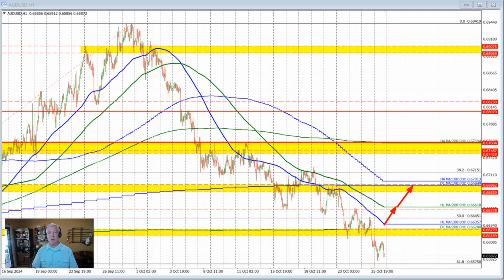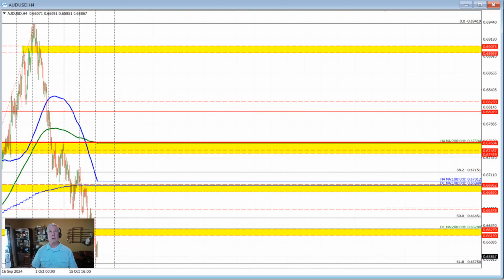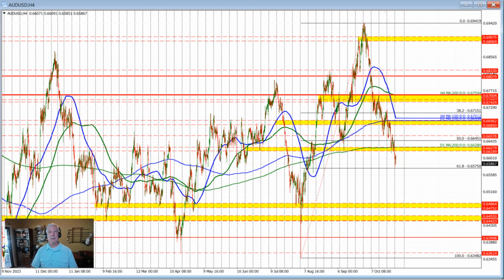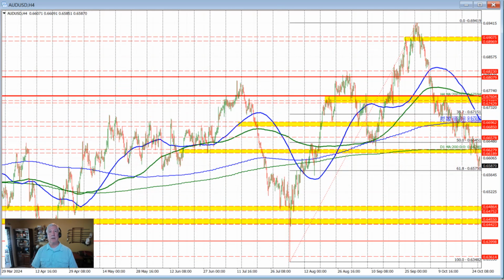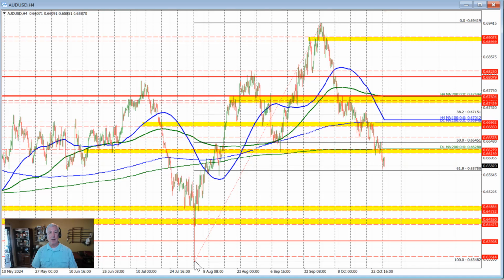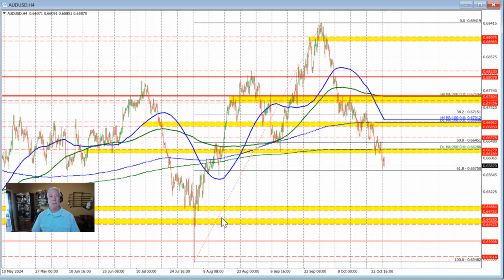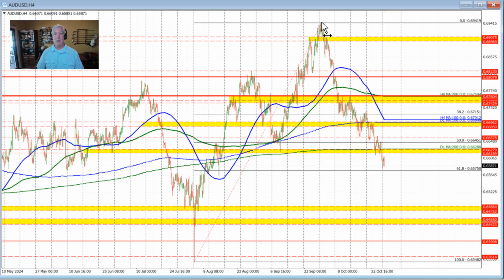Now, as you can see, we are approaching this 61.8% retracement. Now, where does that come from? You need to go back to the 4-hour chart to see where that is derived from. Let me spread it out a little bit here, and you can see going back to this point right here, which is the beginning of August, to the high price that we saw in the month of October. The 61.8 comes in at 0.6575, and that's our next target on the downside.